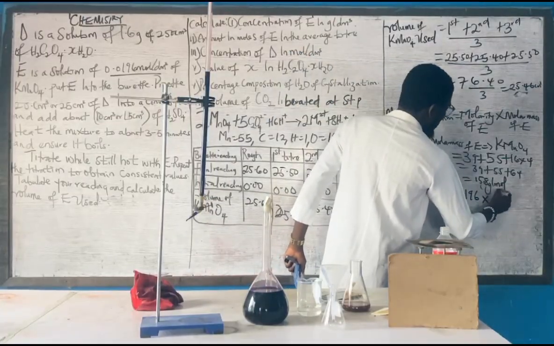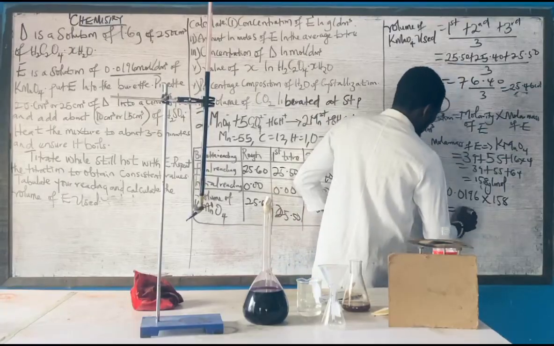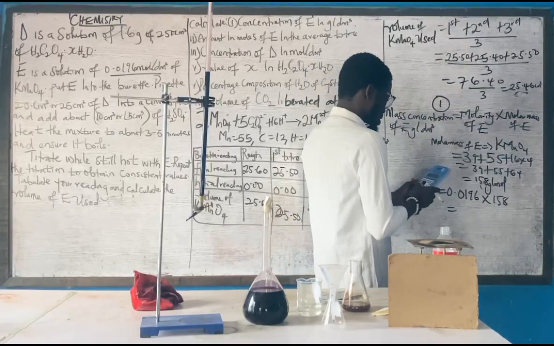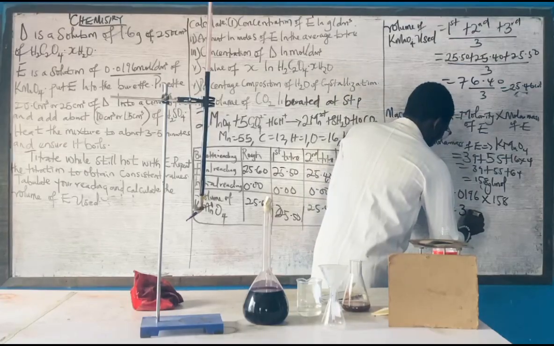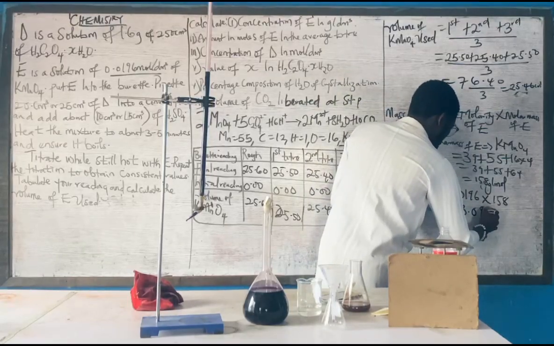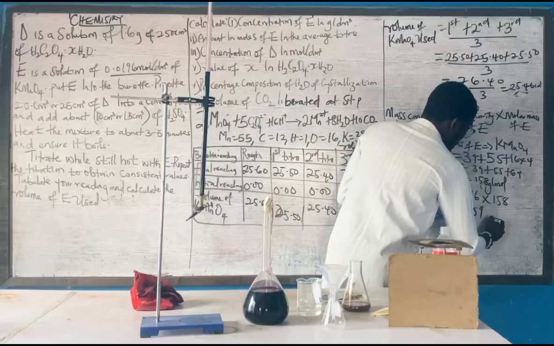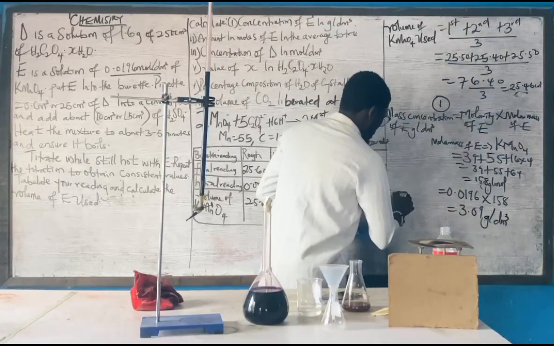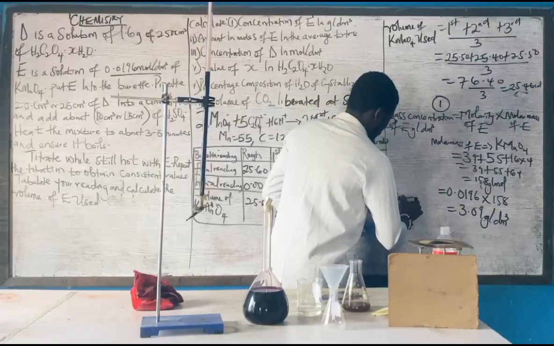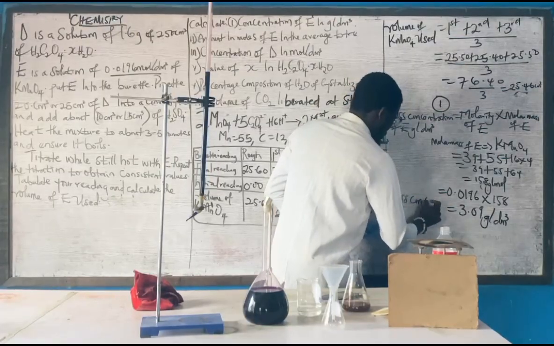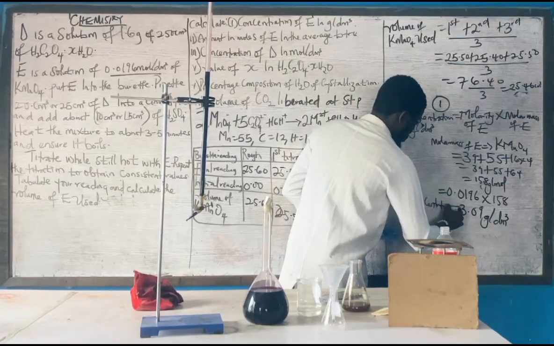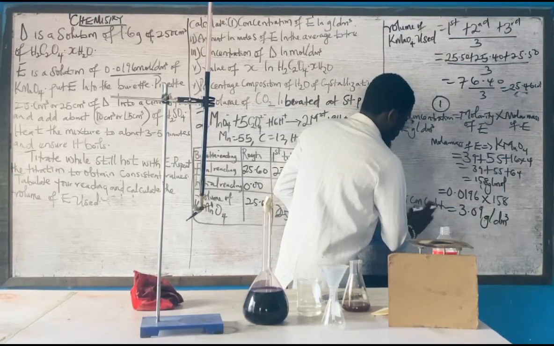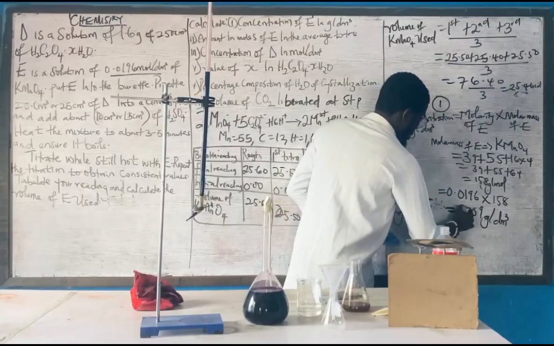0.0196 times this 158. So what will be our value? Times 0.0196. So we have 3.09. So this is our gram per dm cube. That is the mass concentration in gram per dm cube, or we take it as mass conc. So this is our final answer.